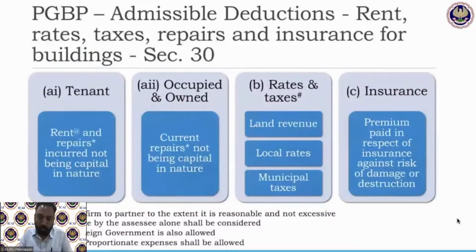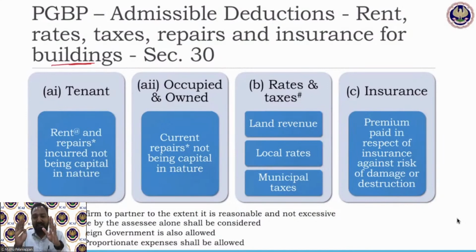Section 30 is one of the admissible deductions. It talks about rent, rates and taxes, repairs and maintenance, insurance. Please remember there are 4 expenses. These 4 expenses are for what? For building. So any rent, rates and taxes, repairs and maintenance, insurance for a building is covered under section 30. So these are the things that we are going to understand.